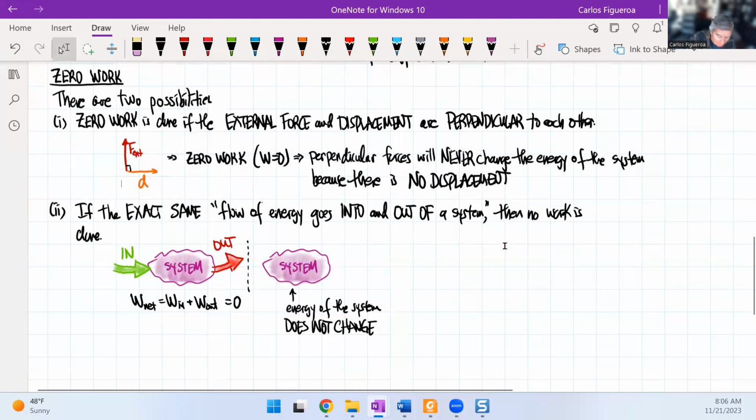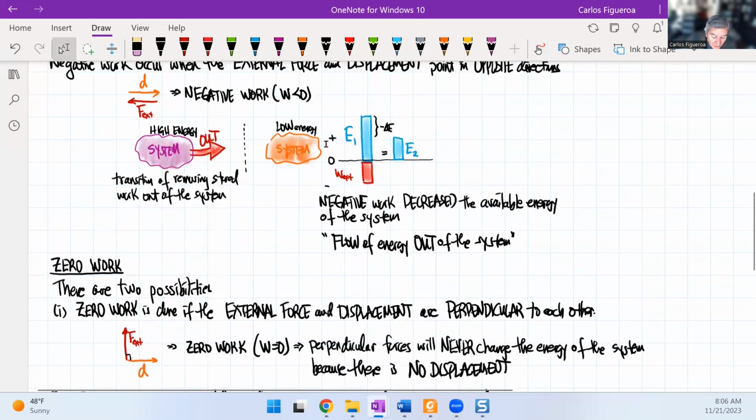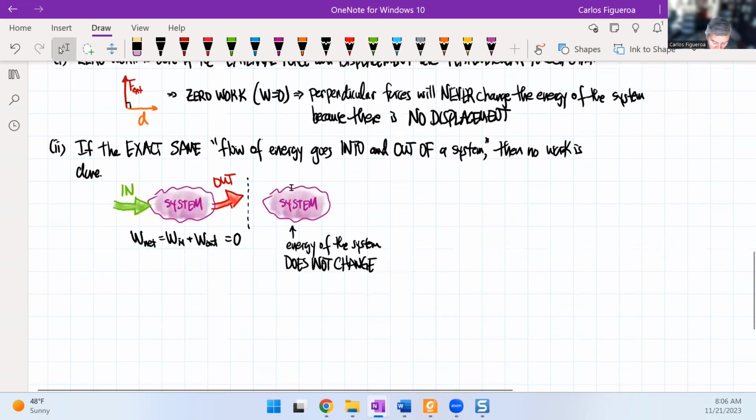Well, I start off with the system, and if I end with the exact same system, then that means that the energy of the system did not change. Over here, I looked at a change in energy because it went from violet to orange. Of course, this is just a picture viewpoint of how the system has changed. Here, I'm explicitly trying to show that the system did not change.